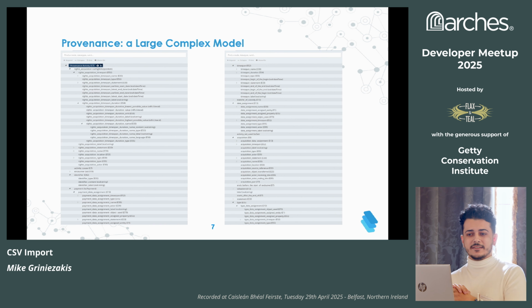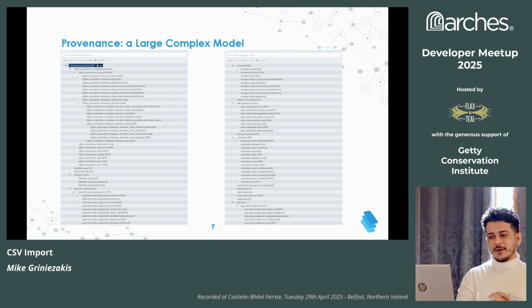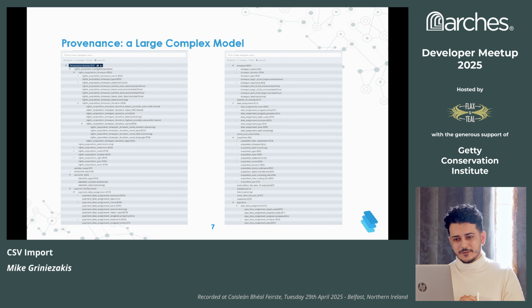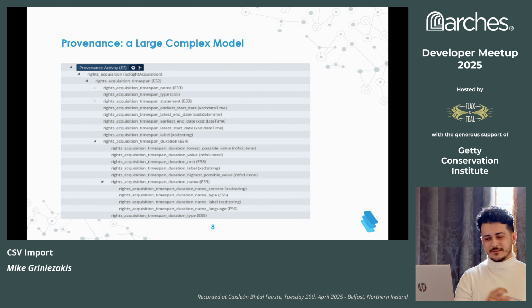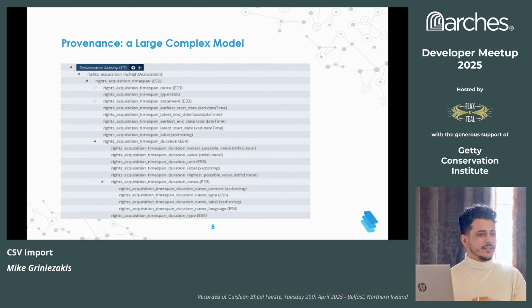we tested them against our largest model, the Provenance. As you can see, this is a part of it. And you can see there's a lot of nesting, so we should be able to handle all of it in this model. And this is a more specific example of rights acquisition that has only this part, about 3 levels of nesting. So the CSV importer should be able to handle all this nesting and add the data correctly to the system.